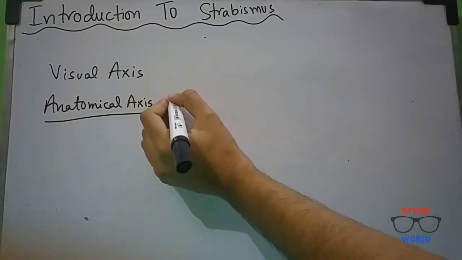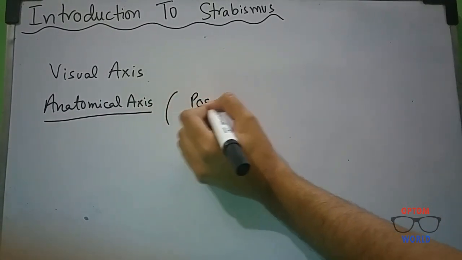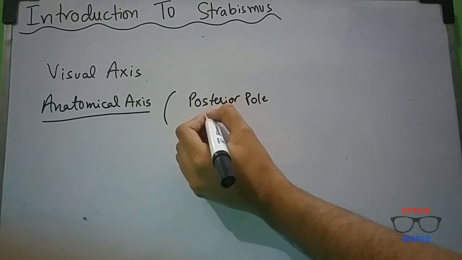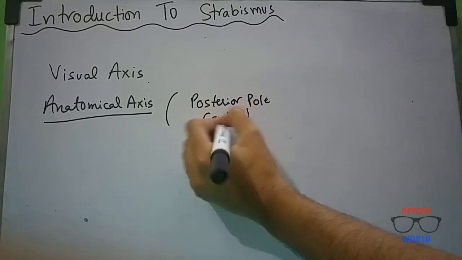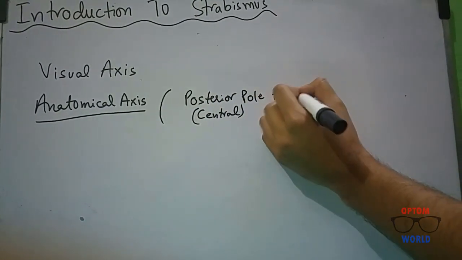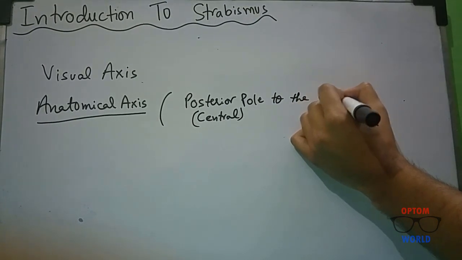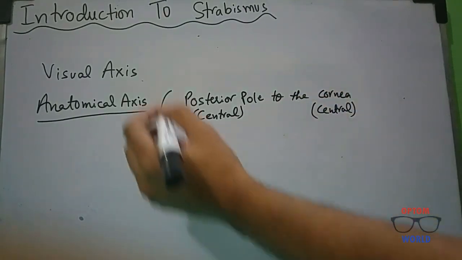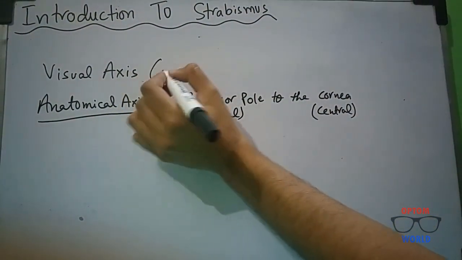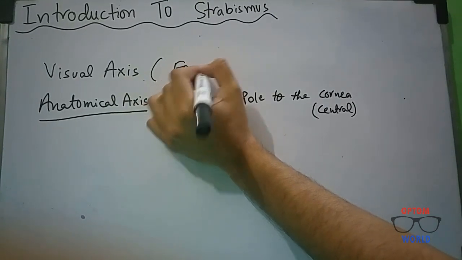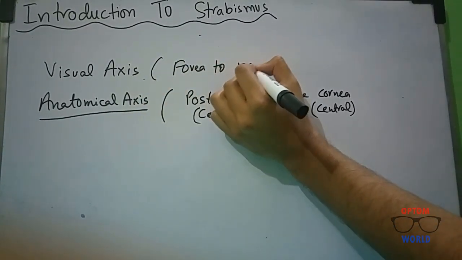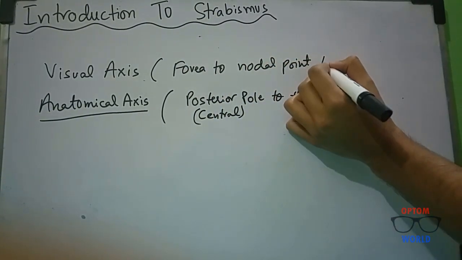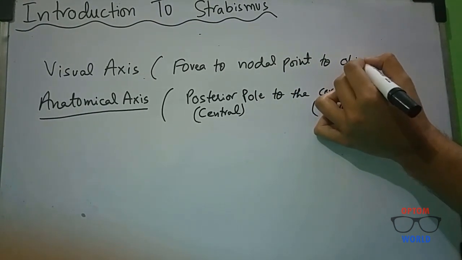The anatomical axis passes from the posterior pole of the eye, its central part, to the cornea, the front part of the eye, and also its central part. And the visual axis passes from the fovea to the nodal point to the object of interest.